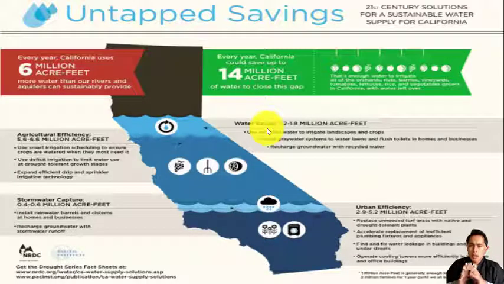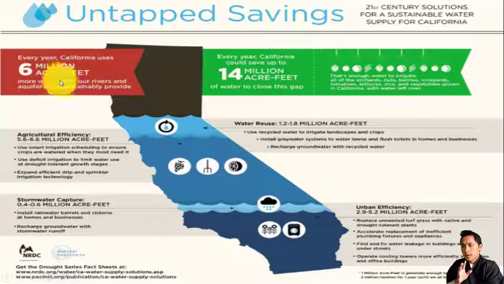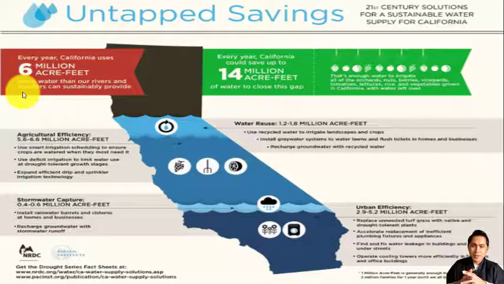I'll just give you 2 examples. One example is from California, how they are planning and how they are implementing this kind of supply and demand management regimes or systems. In California, it was found that 6 million acre feet of water is being used more than the actual sources of water can supply to them.